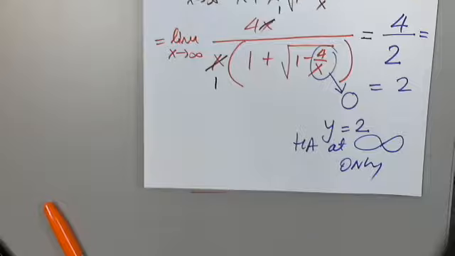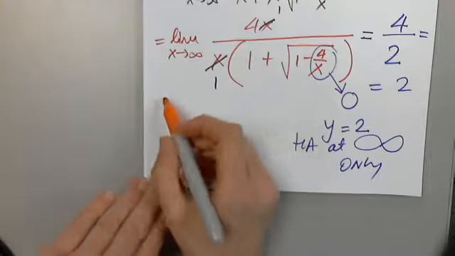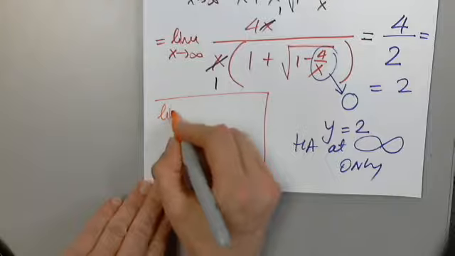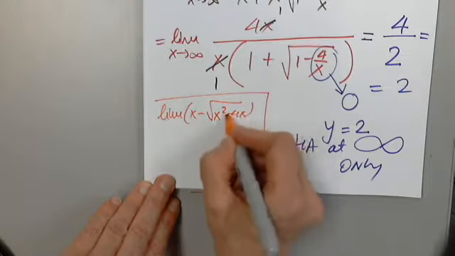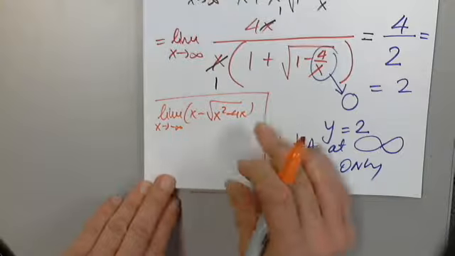We don't even know if the other one exists. We can, if you want. We can look at the other one. You want to look at the other one? Okay, very good. So let's look at the limit of x minus the square root of x squared minus 4x as x approaches negative infinity.